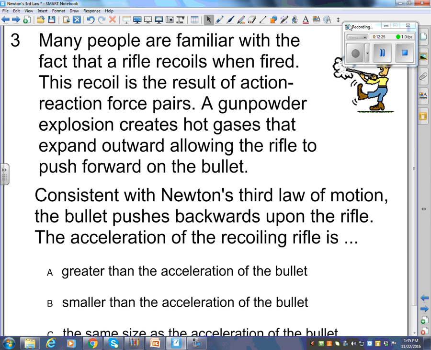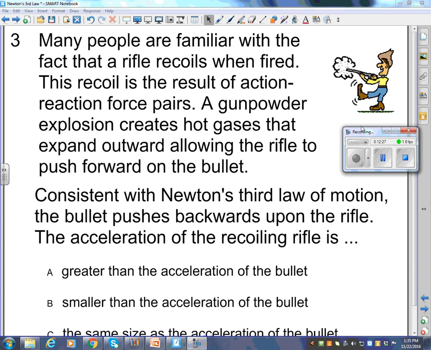Anybody a hunter? You probably know that when you shoot a gun, there's some recoil. Many people are familiar with the fact that a rifle recoils when fired. This recoil is the result of action-reaction force pairs. A gunpowder explosion creates hot gases that expand outward, allowing the rifle to push forward on the bullet. Consistent with Newton's third law of motion, the bullet pushes backwards upon the rifle.